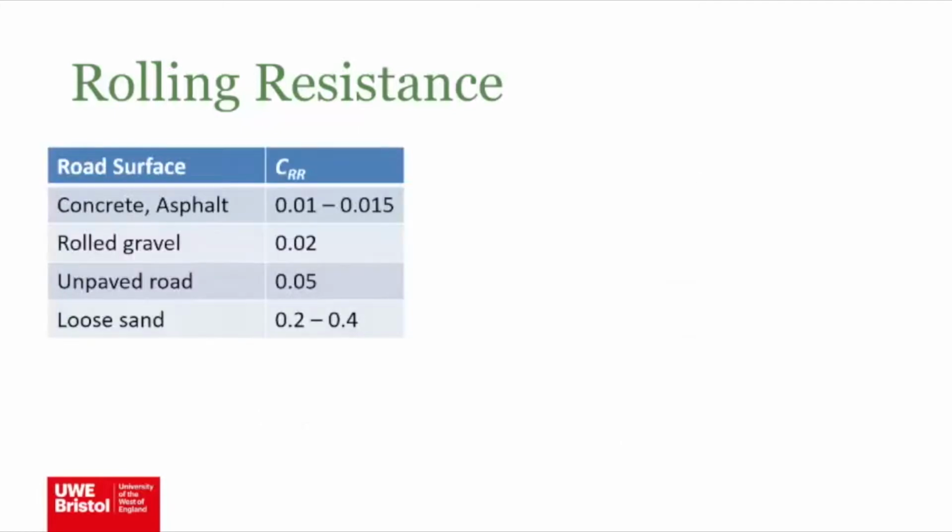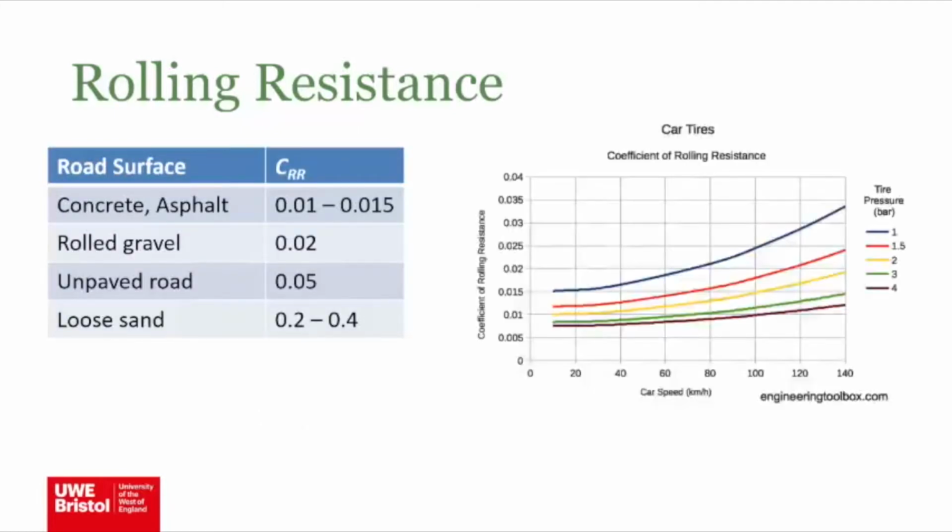And then, for example, the road surface also makes a difference. So it's not just about the tyre, it's about the interaction with the road surface. We've got different types of road surfaces here. Concrete or asphalt, we're talking 0.01 or 0.015. Then rolled gravel, so compacted gravel, unpaved roads, and then loose sand. You can see the big difference between concrete and sand. A huge difference in terms of rolling resistance.